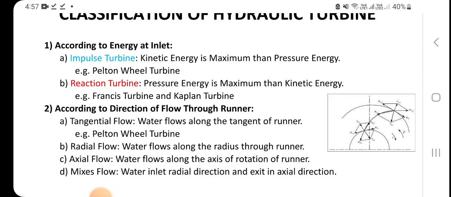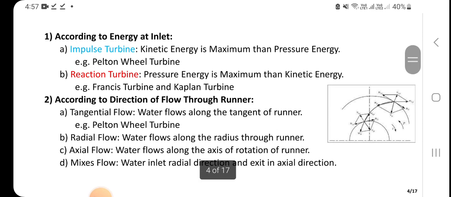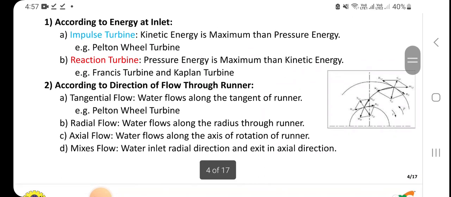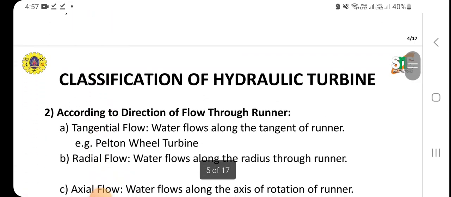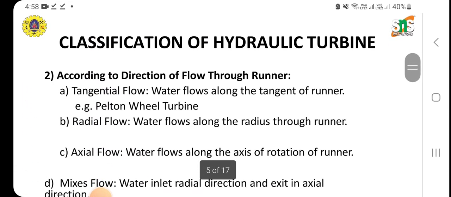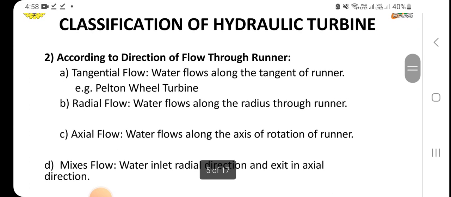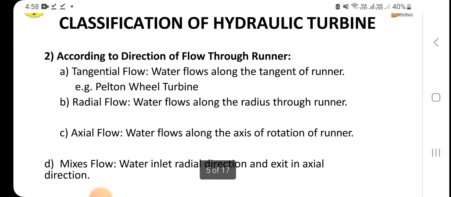According to the direction of flow through the runner, it can be tangential flow, where the flow is along the tangent of the runner, as in the Pelton wheel turbine. Radial flow is when the flow enters along the radius through the runner. In axial flow, the water flows along the direction of the axis of the runner. In mixed flow, water enters in the radial direction and exits in the axial direction. So the classification according to flow through the runner is tangential, radial, axial, and mixed flow.